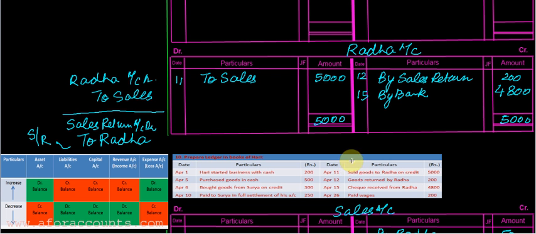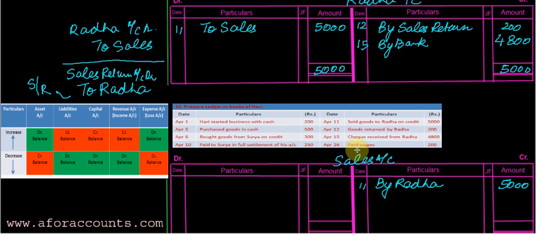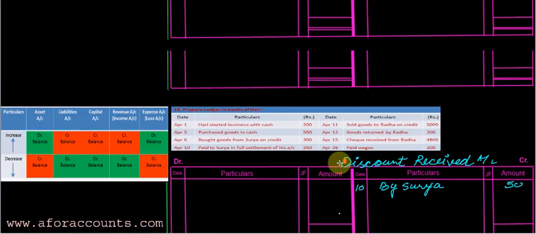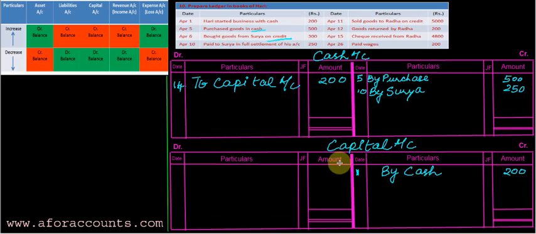Now the last entry, paid wages 200. So wages must be paid in cash. The entry will be wages account debit to cash on 26th of April. Wages account debit to cash account. Go to cash account. Okay. Wages account debit to cash. No, it will be by wages 200. Okay, the date is 26th.